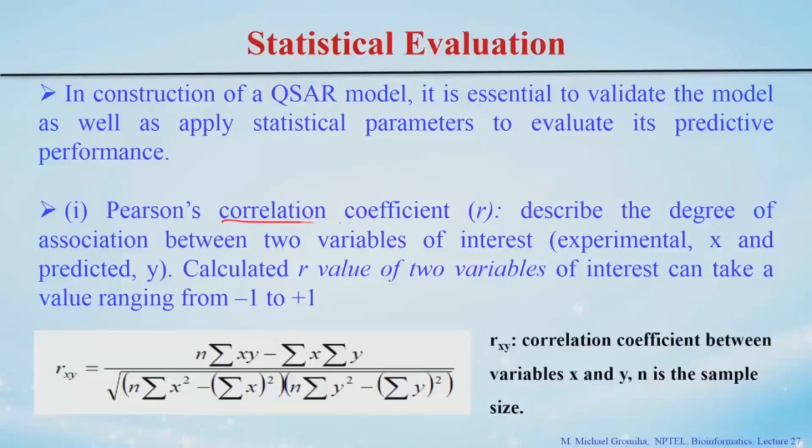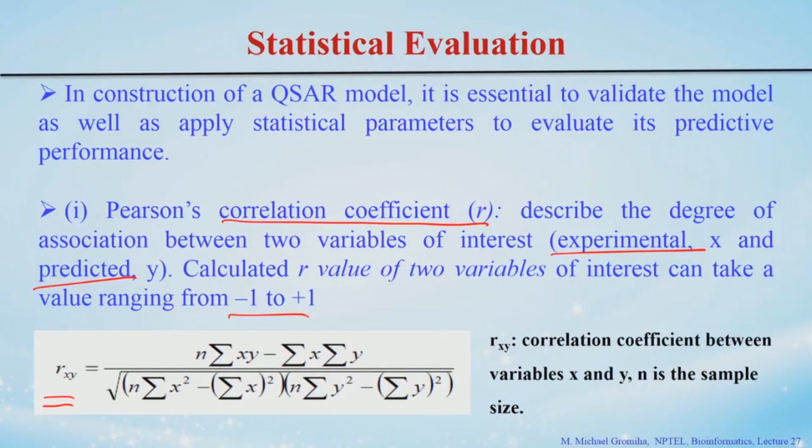One is the correlation coefficient. This will tell you how far the two variables are related with each other. For example, x is experimental and y is the predicted. Then you can use this formula to see whether they are related with each other. The range of R values normally ranges from -1 to +1.